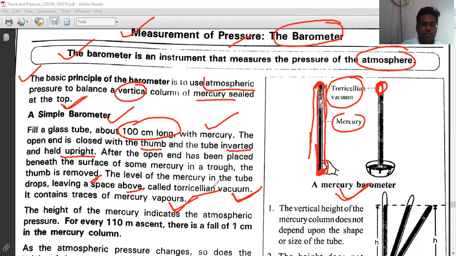In this way we can measure our pressure. The height of the mercury indicates the atmospheric pressure. For every 110 meters of ascent, there is a fall of 1 centimeter of mercury in the column. By using this reference point, we get the atmospheric pressure, right? So this is the simple experiment through which we can measure the atmospheric pressure, right? So read this experiment.